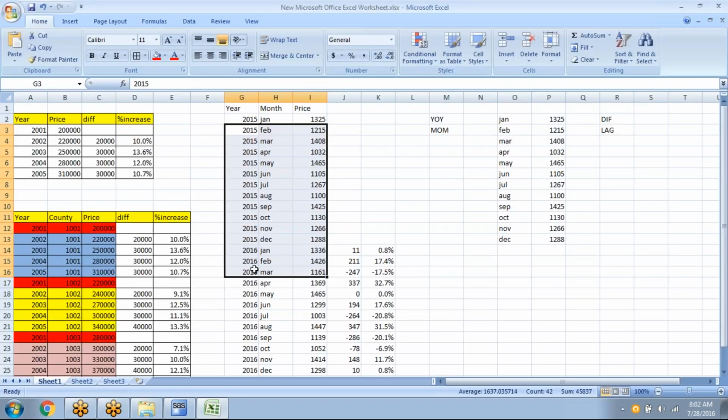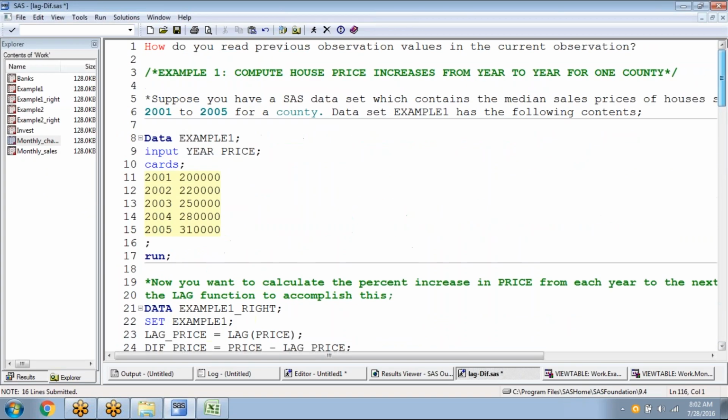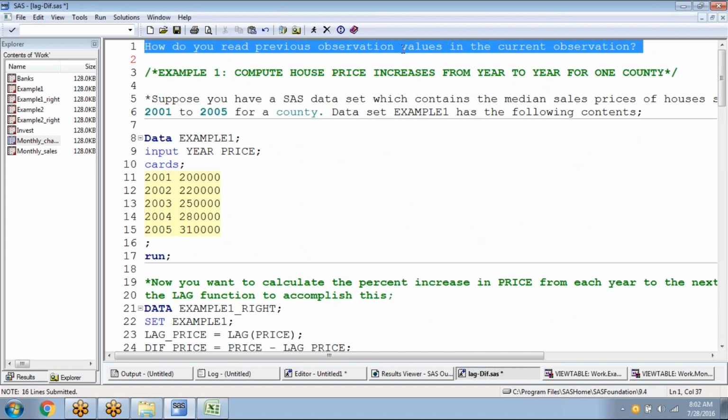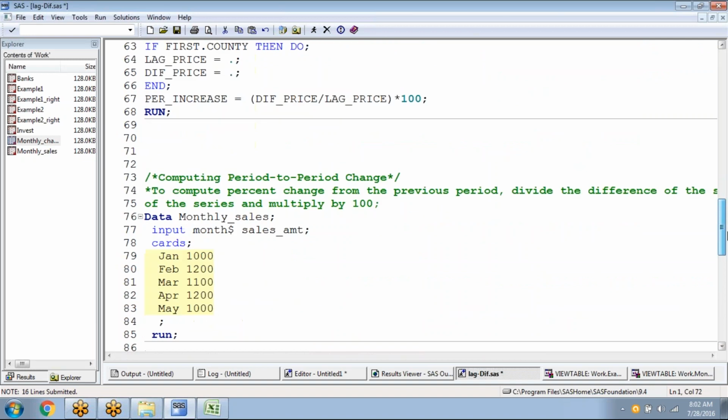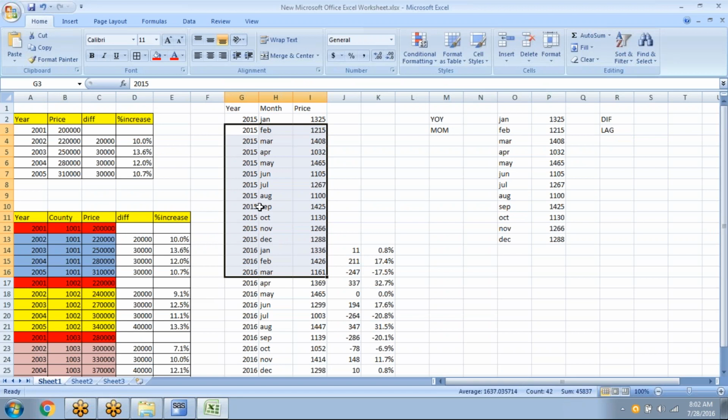So the purpose of diff and lag is to read the previous observation values. If in the interview they ask you this question: how do you read previous observation values in the current observation? You have to say using diff and lag functions. You can read the previous observation's value in the current observation, and you can come up with all these calculations. And these calculations are very important.